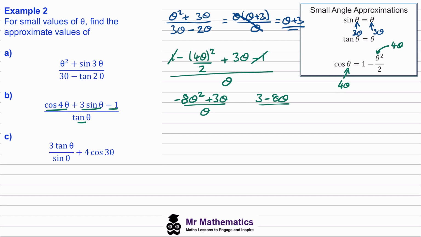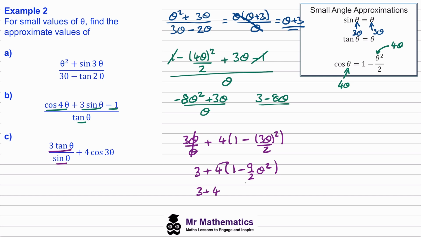Question C. Do you want to give question C a go yourself? Okay, so we've got 3 tan theta over sine theta plus 4 lots of 1 minus 3 theta squared over 2. You can see we can simplify that to make 3. We'll tidy up our bracket. We'll have 1 minus 9 theta squared over 2. So we'll expand out the bracket. We'll have 4. Negative 9 over 2 multiplied by 4 will give us negative 18 theta squared. And therefore we'll have 7 minus 18 theta squared. Okay?